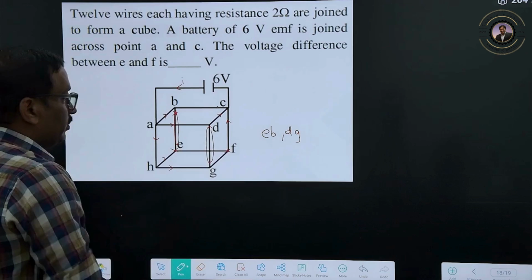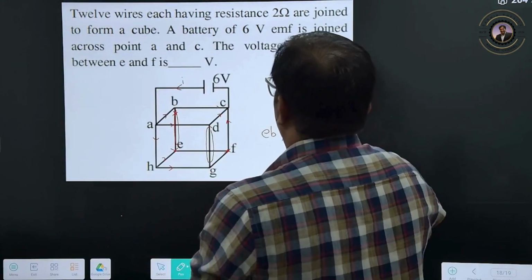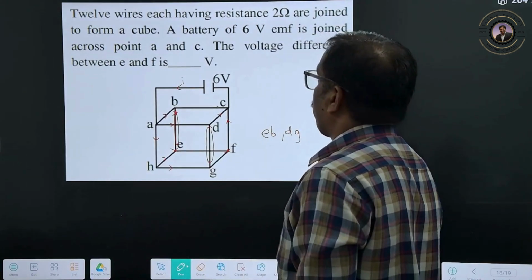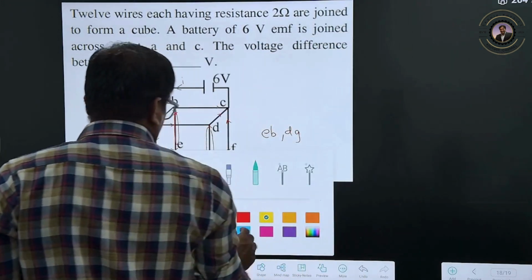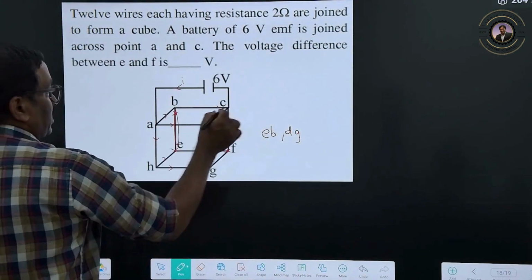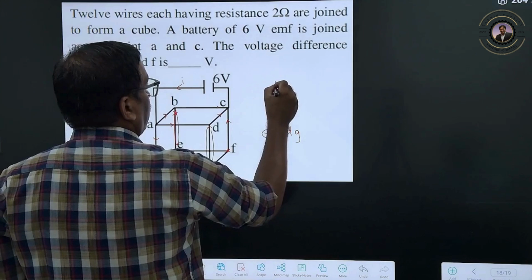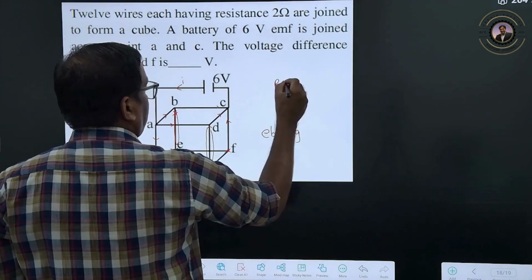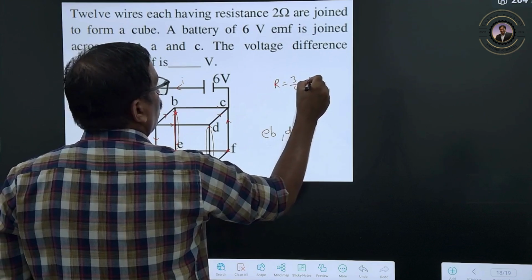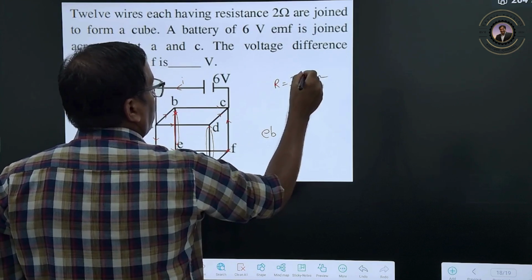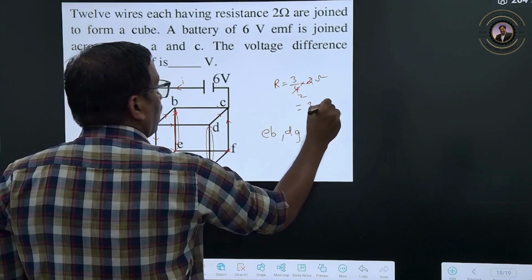So then what you will get it now? Okay. So first let us go for the current drawn from the battery. I can rewrite it as current drawn from the battery. Here the face diagonal, I already told. So 3/4, therefore the resistance is nothing but the face diagonal, 3/4 into R. R is nothing but 2 ohms. So therefore here 3/2 ohms.